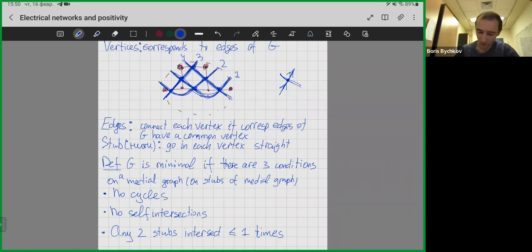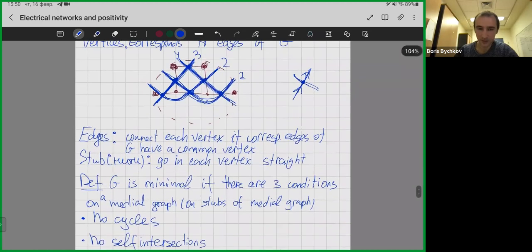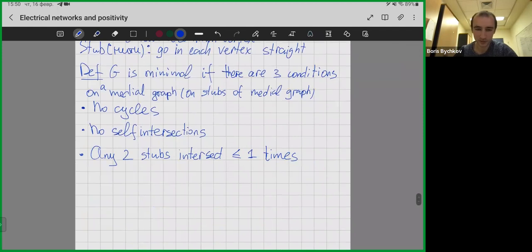Okay, and so the statement is that there exist some transformations such that any electrical network could be transformed into a minimal network by these transformations, and moreover, these transformations preserve the response matrix.